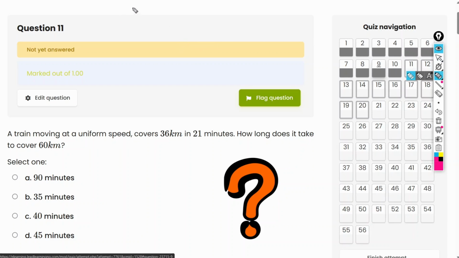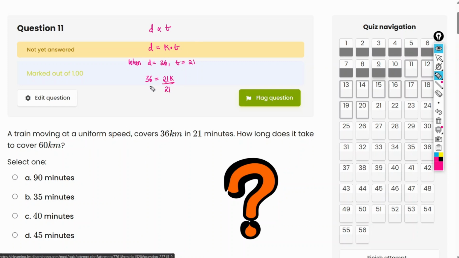So let's use variation to answer this. We could say D is proportional to T. So that means that D would be equal to K times T. All right, so let's solve for K. When D is 36, T is 21. So 36 is equal to 21K, K times 21.